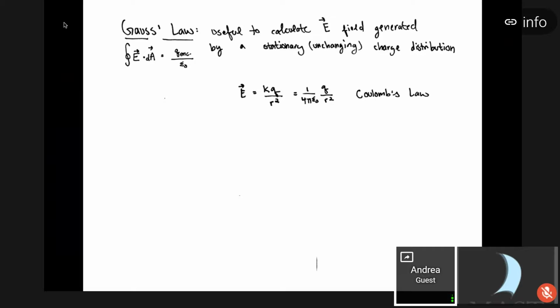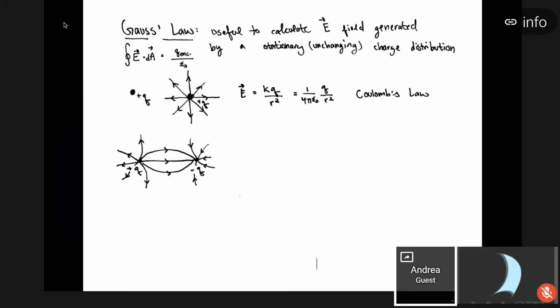This tells us that E is equal to kq over r squared, where k is this constant 1 over 4 pi epsilon naught. Coulomb's law is really great if you have something like a point charge and you want to find the field generated by it. You maybe have also used Coulomb's law to find the force between 2-point charges, something like a dipole pictured here.